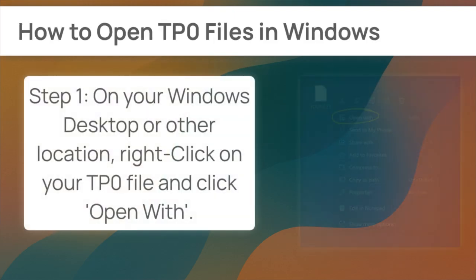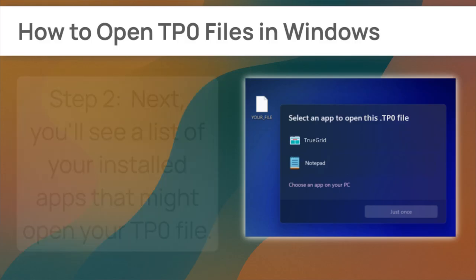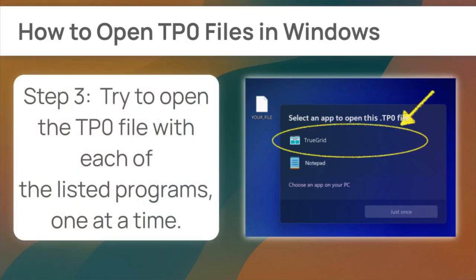To unlock the specific TP0 file, right-click your file and select Open With. If TrueGrid is available, use that first. If it's missing, choose another program. Testing is the only way to be sure.